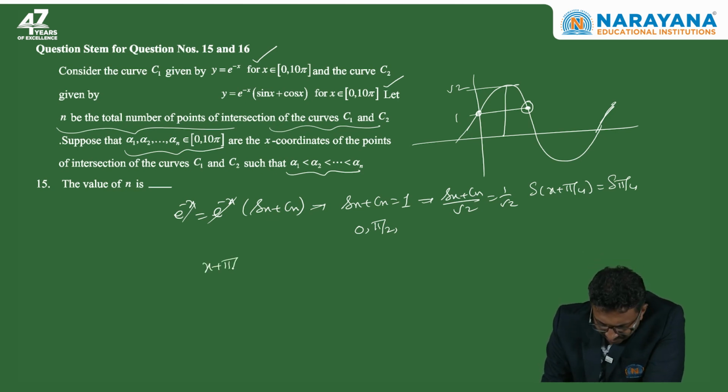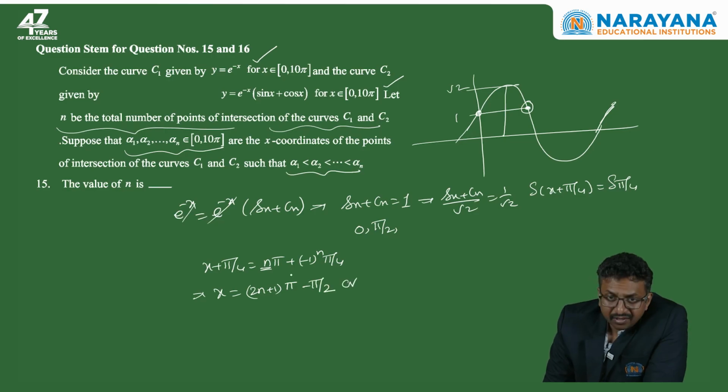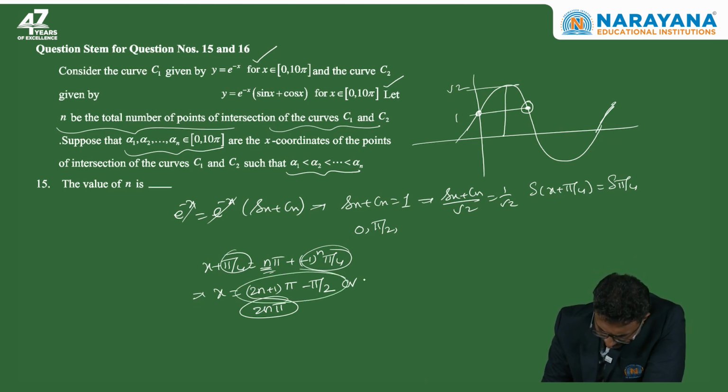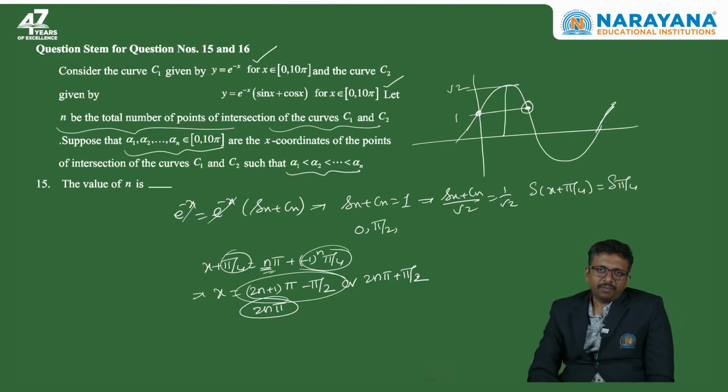So, x plus pi by 4 is equal to n pi plus minus 1 whole power n times pi by 4, which implies x is equal to... If n is odd, so (2n plus 1) times pi, minus pi by 4 is minus pi by 2. Or if n is even, 2n pi plus pi by 4 and minus pi by 4 are going to get cancelled. So x is equal to either 2n pi or 2n pi plus pi minus pi by 2, which is plus pi by 2. So either 2n pi or 2n pi plus pi by 2.